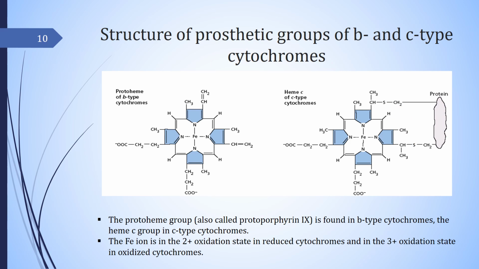The iron is in the +2 oxidation state in reduced cytochrome, and in the case of oxidized cytochrome, its oxidation state will be +3.